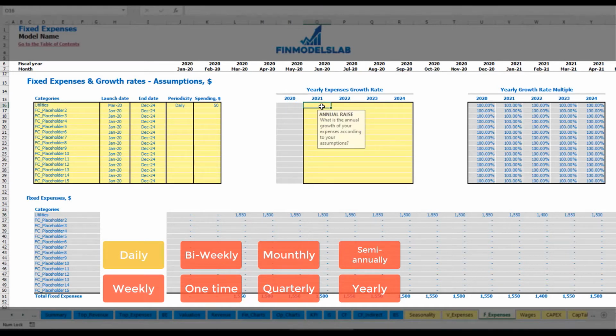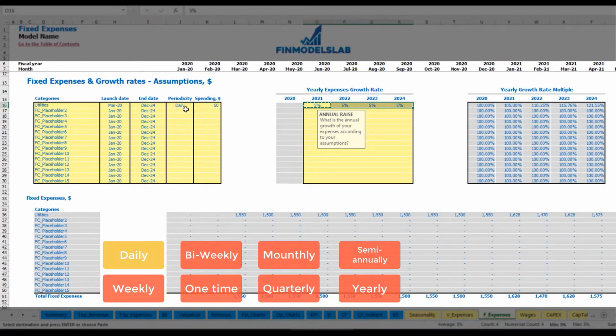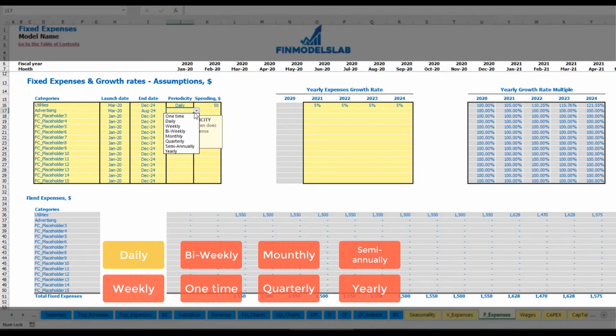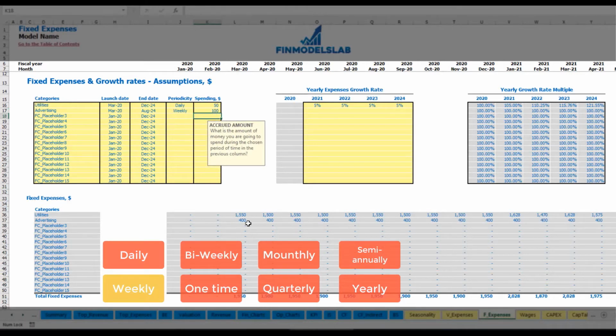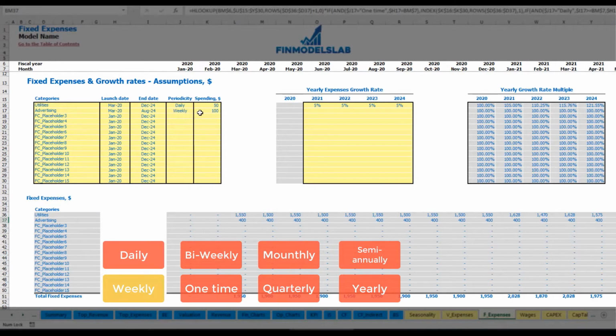Also, you have the ability to input some growth rate year over year. Once you input this growth rate, you will see that your utilities will grow year over year. Let me give you a couple of other expense types. For example, advertising. Let it start in March and finish in August 24. This will be on a weekly basis with an amount of $100 without any growth. So starting from March till August 24, you have $400 per month, which is 4 weekly payments each month.